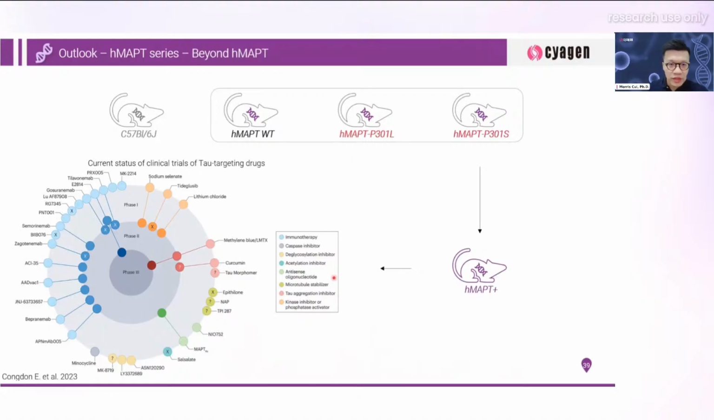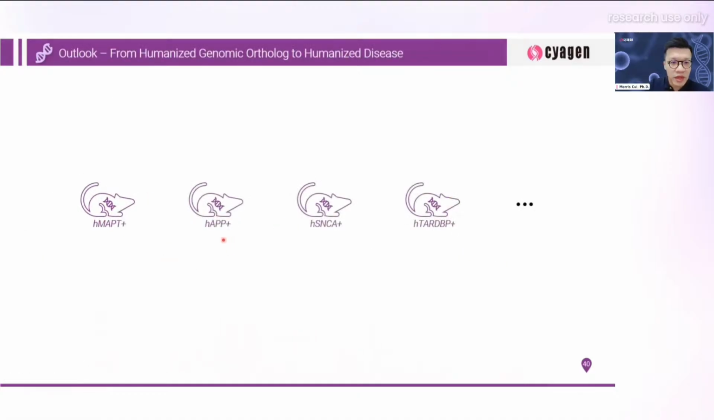strategies for these diseases. Not only for the humanized MAPT, we are also developing humanized APP+, humanized SNCA+, humanized TARDBP+, for diseases such as Alzheimer's, such as Parkinson's, such as ALS. We offer more comprehensive humanized models for not only studying the disease pathophysiology, but also exploring more translational, diagnostic, and therapeutic strategies.